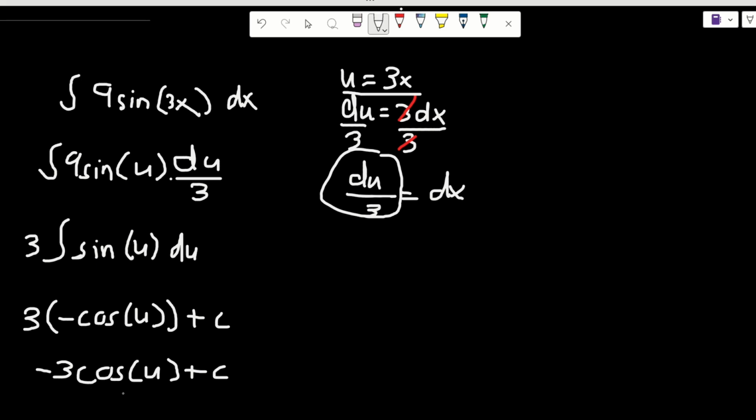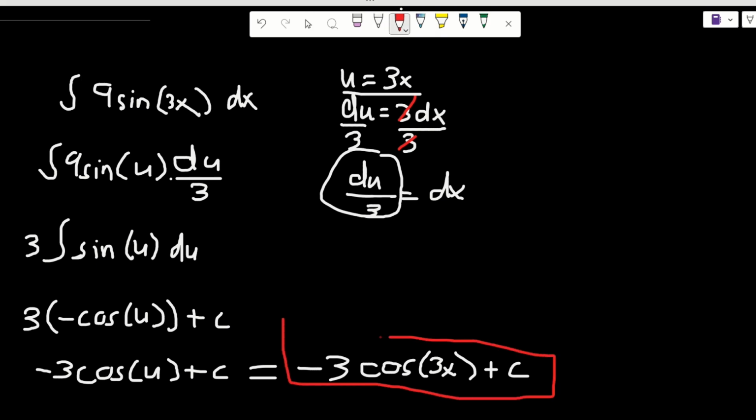After that, we substitute 3x for u here. So it becomes negative 3 cosine of 3x plus c. And don't forget this c, because it is very important when we are integrating. So this is the final answer: negative 3 cos 3x plus c.